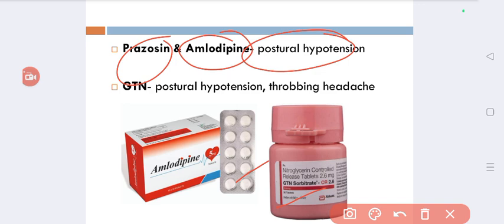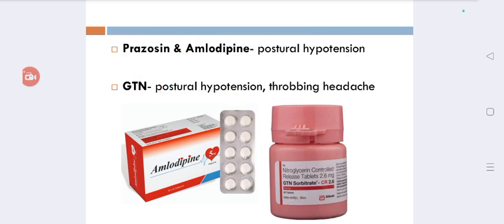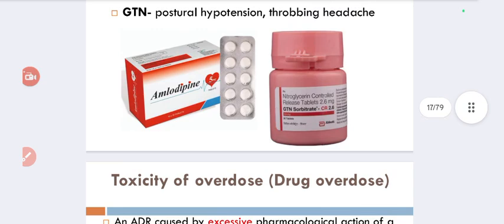Postural hypotension is a side effect, an extension of the pharmacological effect of a drug. Glyceryl trinitrate also causes postural hypotension and throbbing headache because of vasodilatation. Because of vasodilatation, they produce postural hypotension, throbbing headache, reflex tachycardia, palpitations. These are extensions of the pharmacological effects of a drug, so we can't avoid them. Unwanted, but often unavoidable.